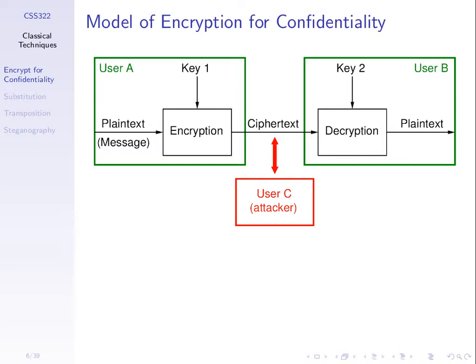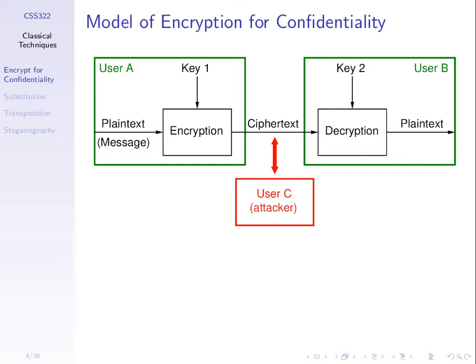The attacker's goal is to find the plain text, but if they don't have the key and we have a good encryption algorithm, it should be too hard for them to find the plain text. Of course, another goal is to find the key, because if the attacker finds key 2, then they can decrypt and immediately get the plain text.